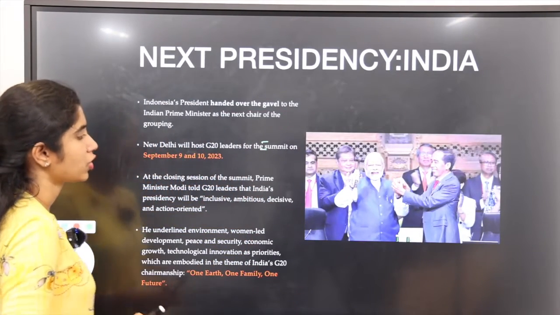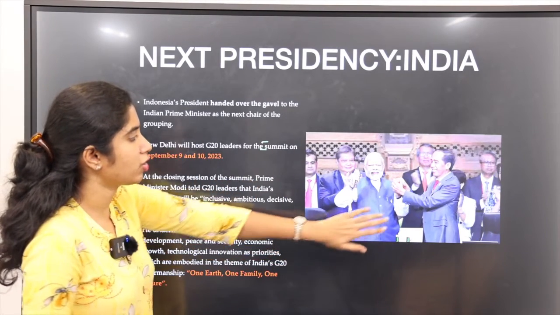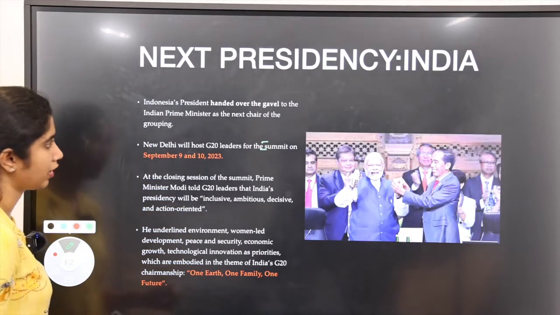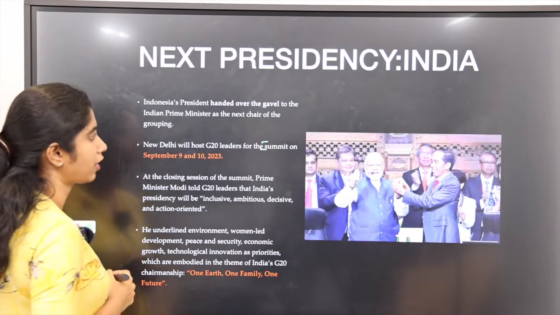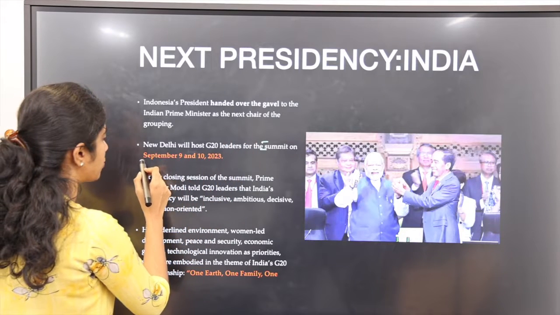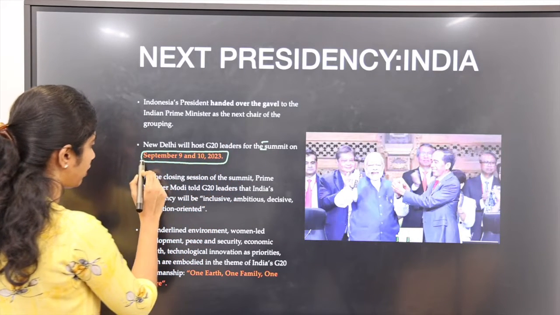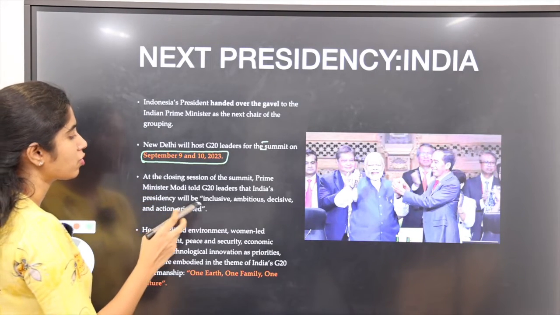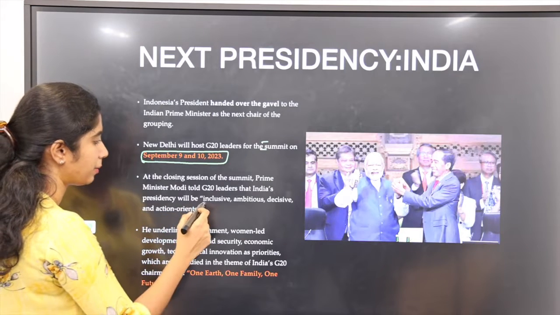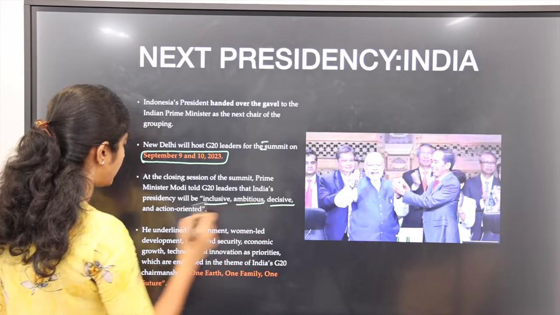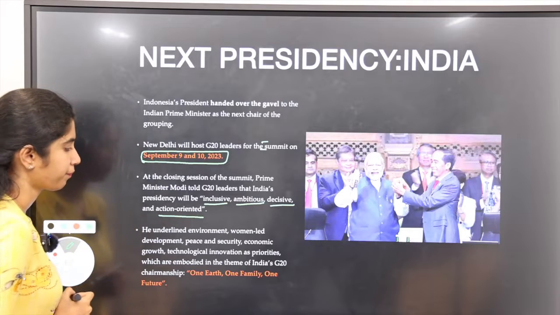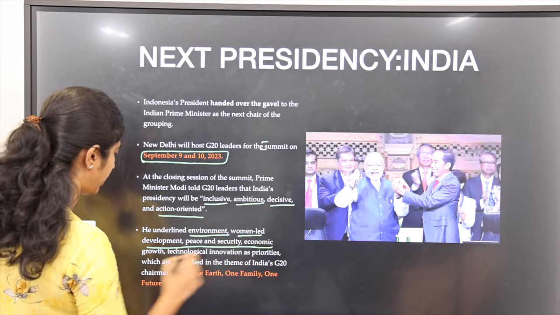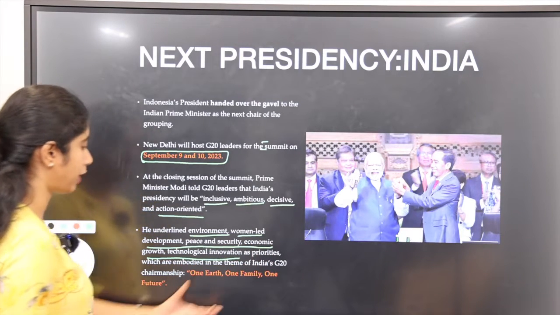Okay. So next, the presidency goes to India. You can see the Indonesian President handing over the next presidency to India. He handed over the gavel to the Indian Prime Minister as the next chair of the grouping. The next summit would be on September 9 and 10, 2023. At the closing session of the summit, the Prime Minister told G20 that India's presidency will be inclusive, ambitious, decisive and action-oriented. He underlined environment, women-led development, peace and security, economic growth, and technological innovation as priorities.